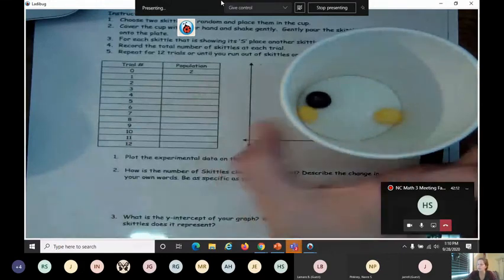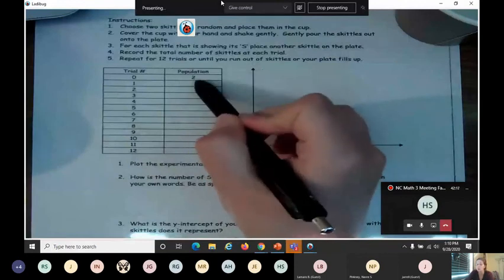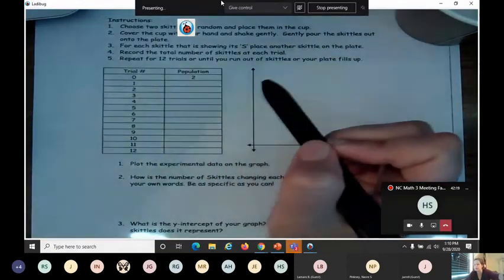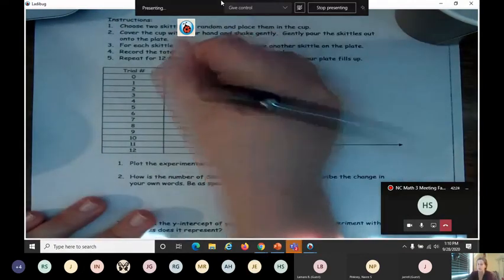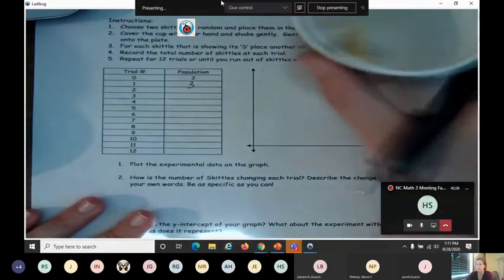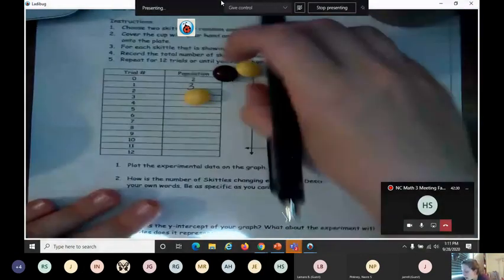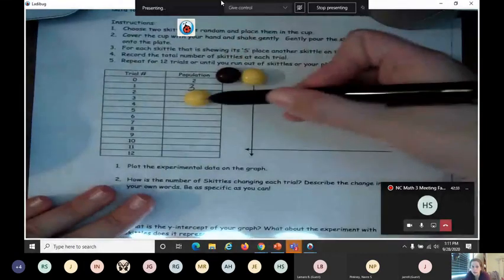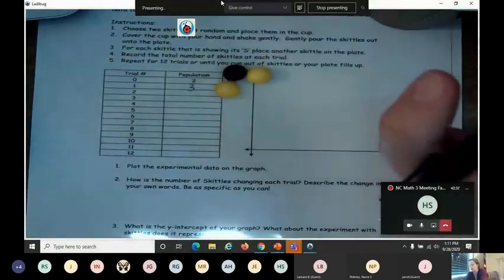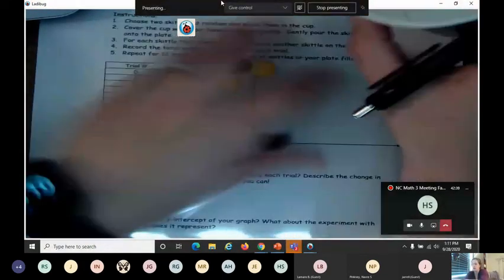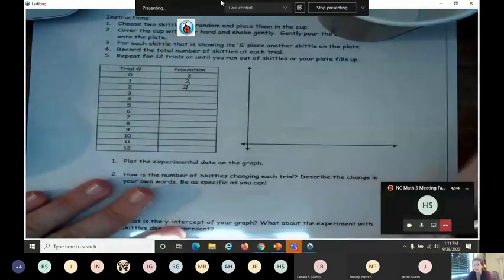So when I had trial 0, I had a population of 2. I had 2 Skittles in my cup. So in trial 1, now I have 3 Skittles in my cup total. So I'm gonna shake them up, pour them out. And now I have 1 Skittle with the S up. So I'm gonna add 1 more Skittle to my cup. So I'm gonna put them all in here. And now for round 2, I have 4.